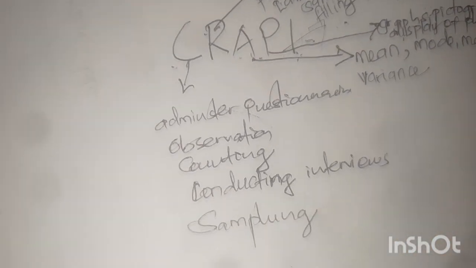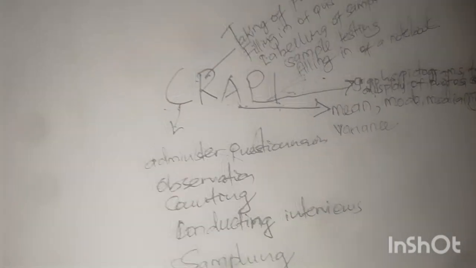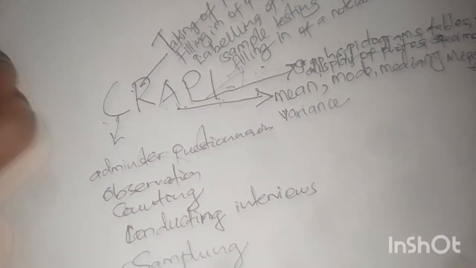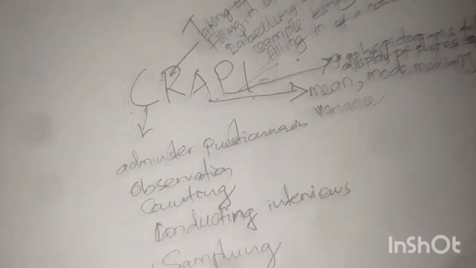Then how do we interpret this data? We give an intelligent reason as to why we think things are the way they are. Maybe why there was a drop, why there was an increase, and stuff. The question: identify two methods of data presentation. We have graphs, we have the tables, we have pictograms, display of photos, and display of specimen.